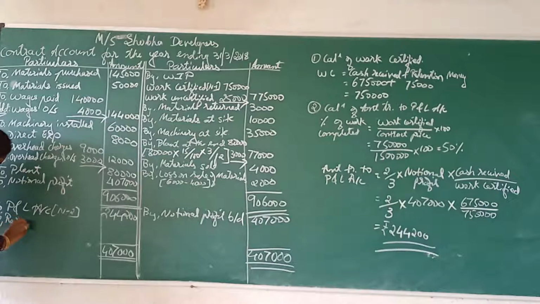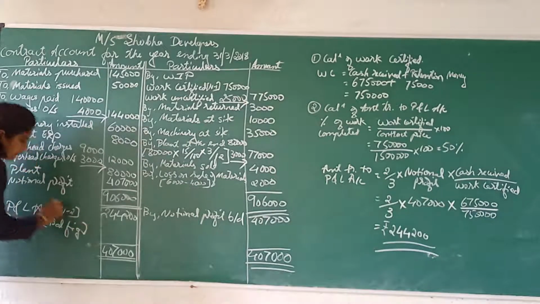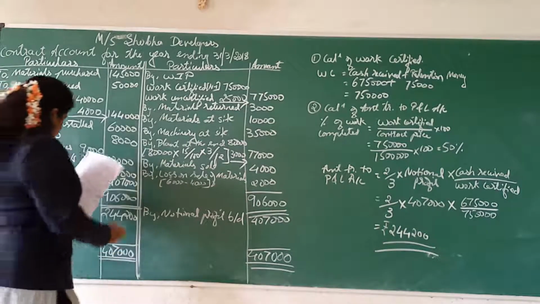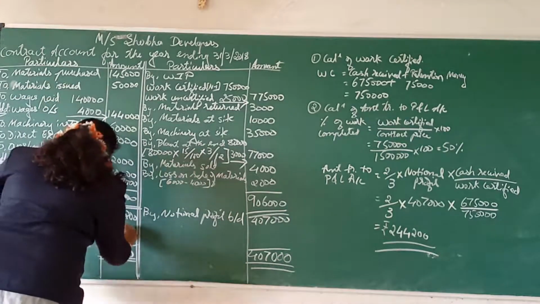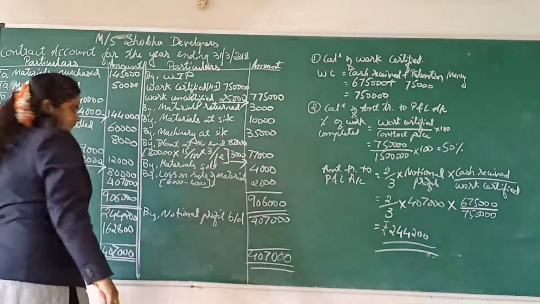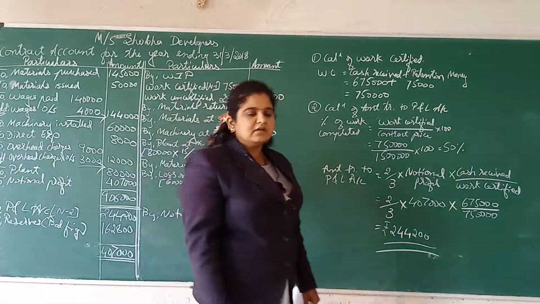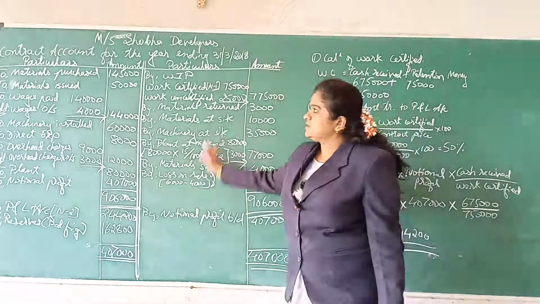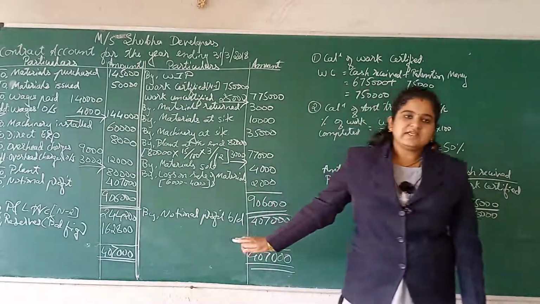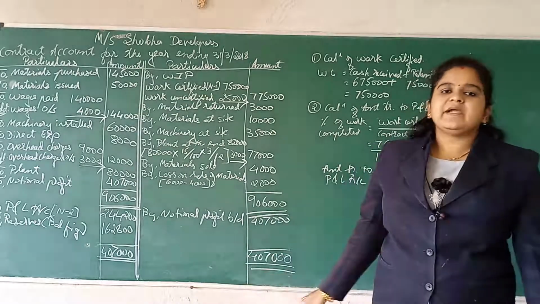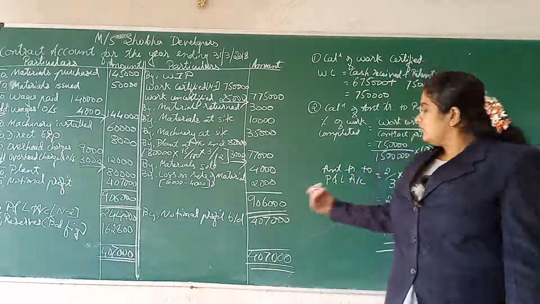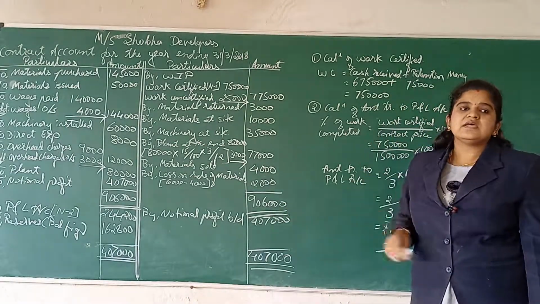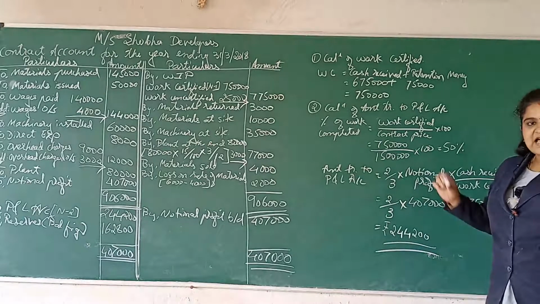Reserve. Balancing figure. So the amount transferred to reserves is 1,62,800. Okay, so this is the contract account. Now next we will be solving the statement of assets and liabilities. Now next line, take down statement of assets and liabilities.